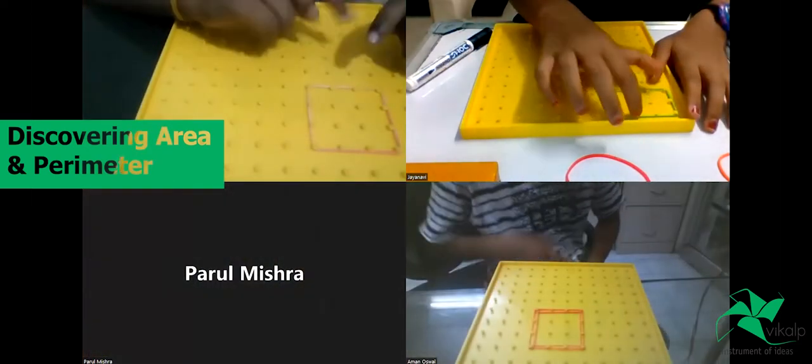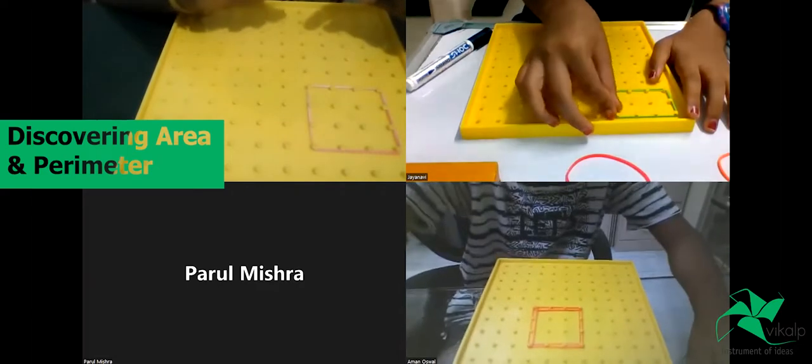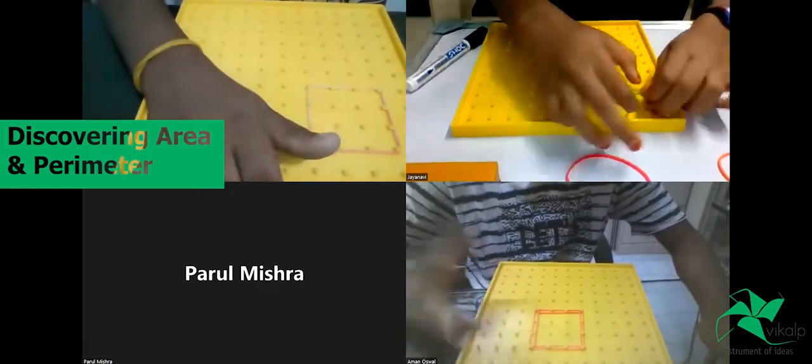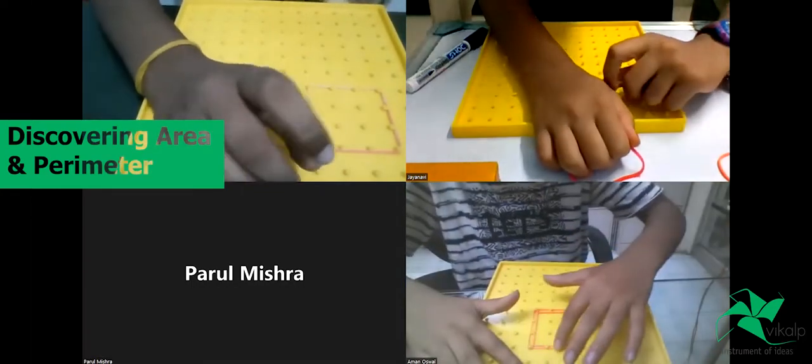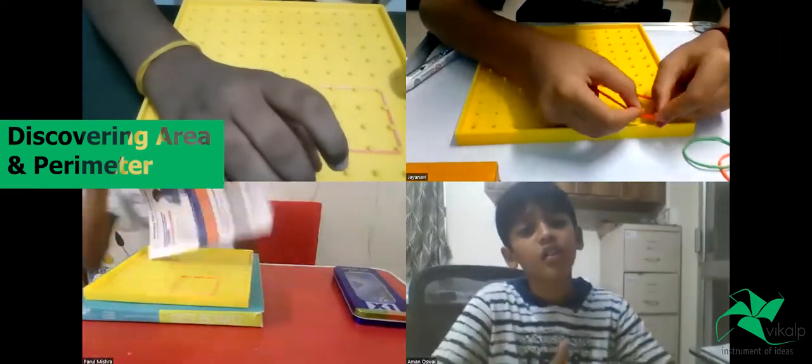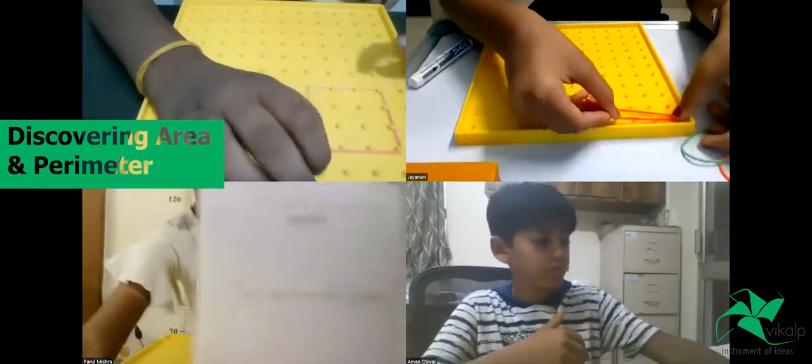Okay. Now find out the perimeter of that square. Perimeter, sir, outside boundary. 6 centimeter. 12, sir. 12 plus 12, 24. Okay. 12 plus 12, 24 centimeter.